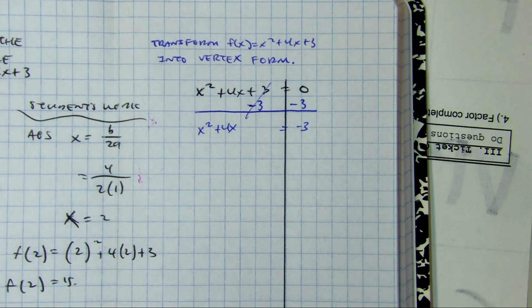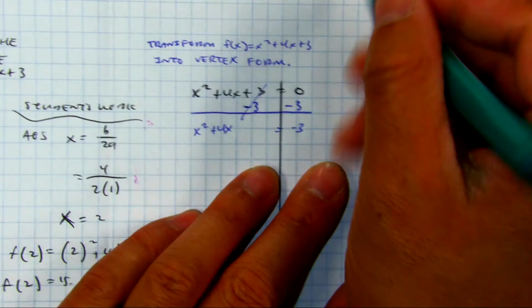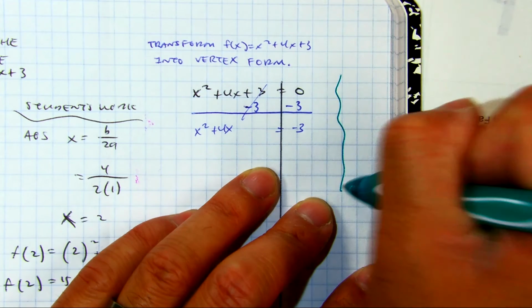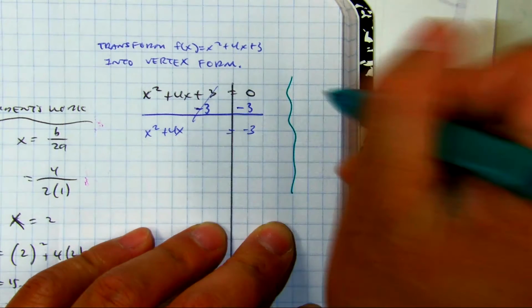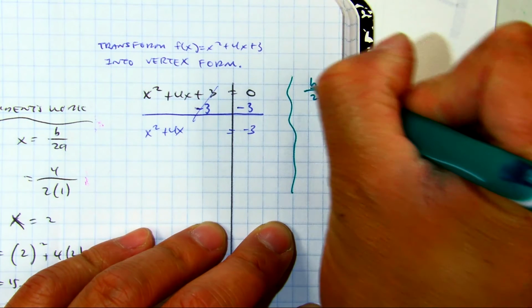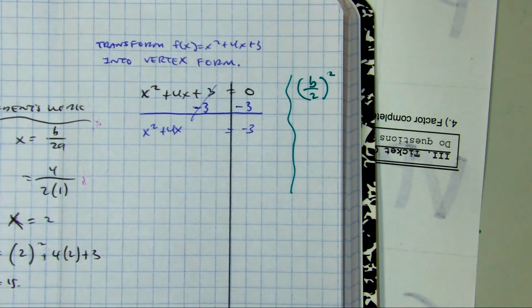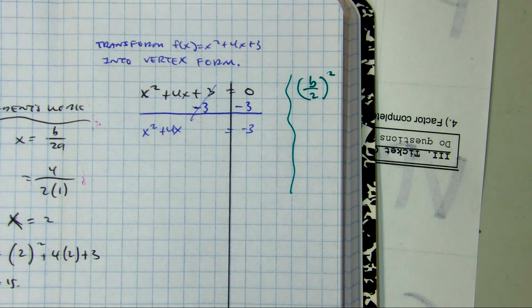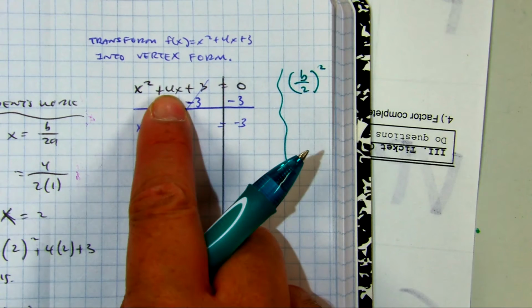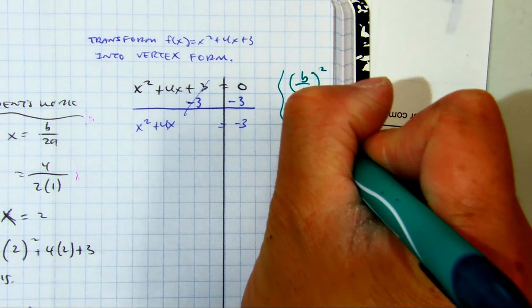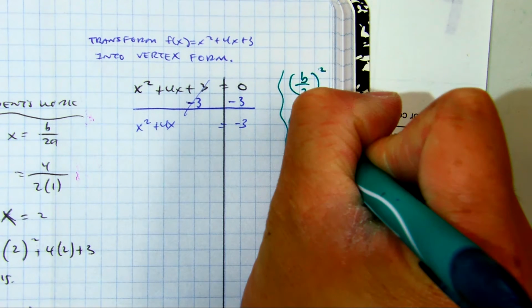Alex, read the next step. Here's my formula, side problem. B over 2 squared. Class, put your finger on the B value. Show your partner. Give him a head nod. Sophie, what's our B value? 4. There it is in front of the X. So we're going to have 4 over 2 squared.